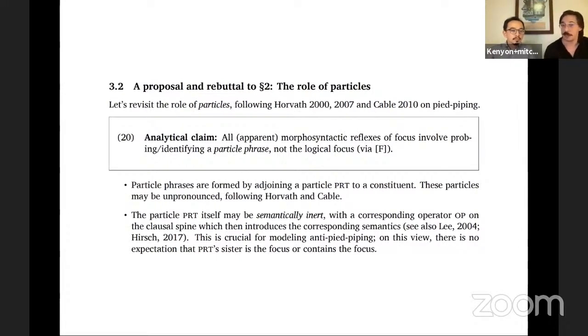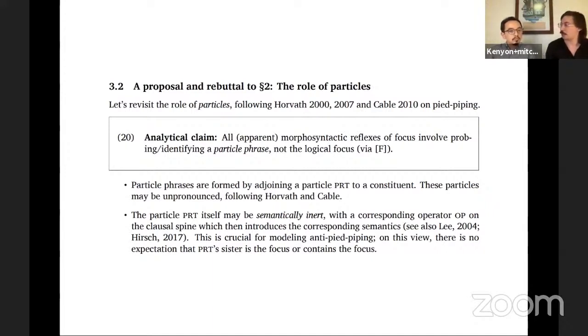So we can make this sort of analytical claim following the empirical claim that I just made, that all apparent morphosyntactic reflexes of focus involve probing for or identifying a particle phrase and not the logical focus. So particle phrases would be formed by adjoining some particle, small caps PRT, I'll just say particle for the rest of this conversation, to some constituent.